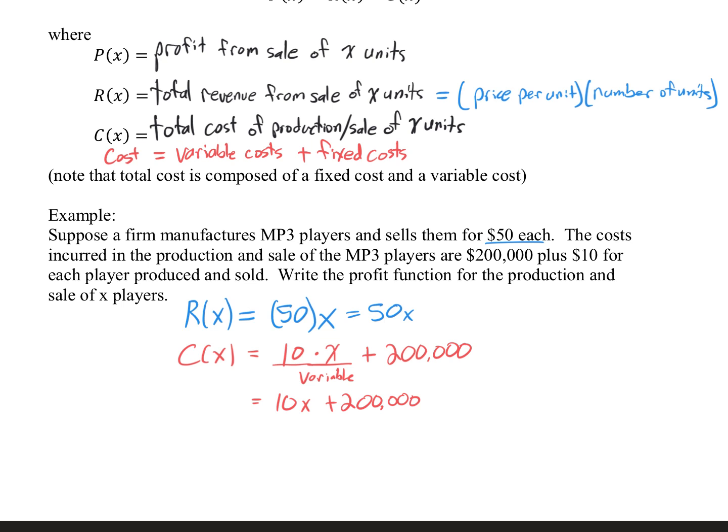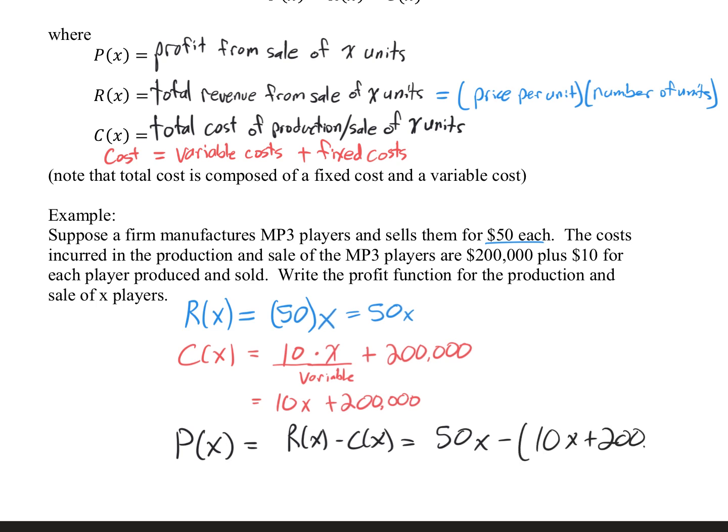Now, to create our profit function, we can just write P of x is equal to R of x minus C of x, and doing a simple substitution, we should see that that's 50x minus (10x plus 200,000).